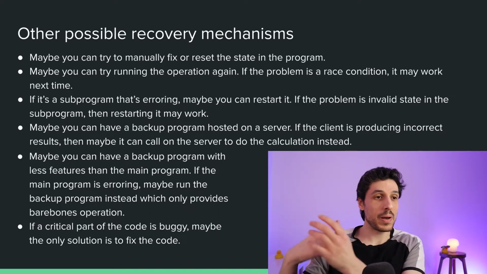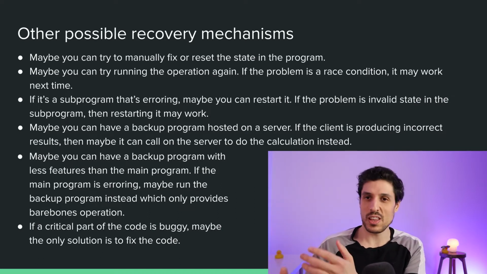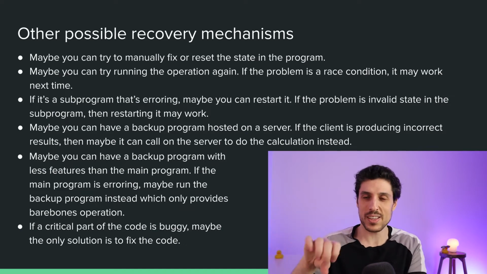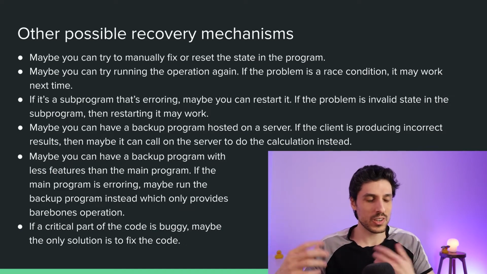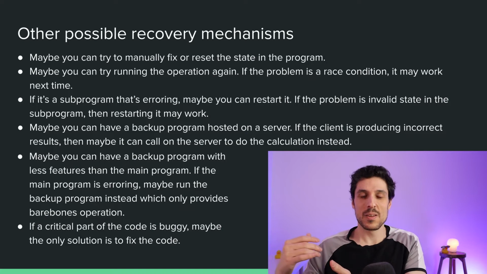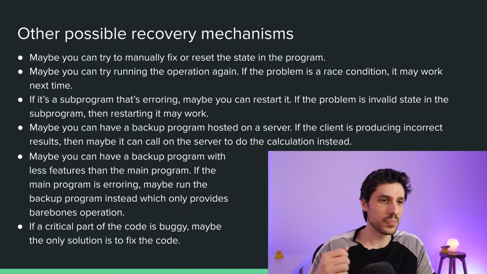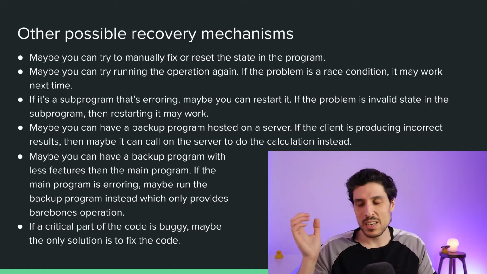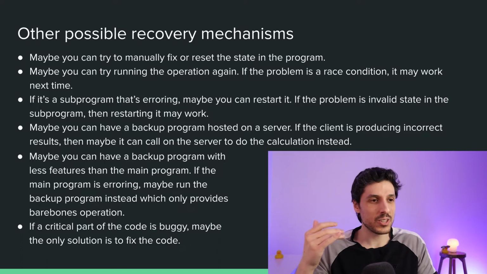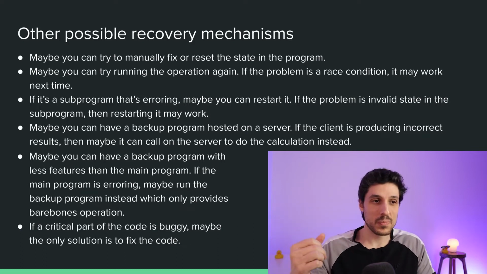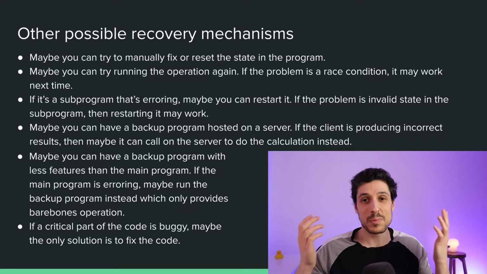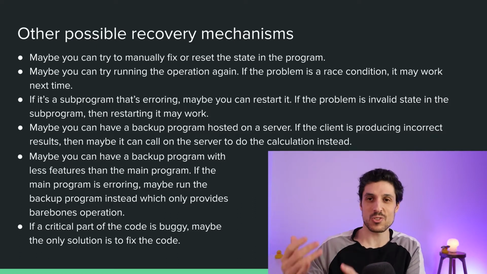And, maybe you have a backup program with fewer features than the main program, kind of like fallback features or fallback code. So again, if the thing isn't working, maybe you run the fallback, which has fewer features, but the critical part of it is going to work or something like that, right? And of course, even if you do all of that, if a critical part of the program is buggy, then maybe you can't do anything about it, right? Maybe you just literally need to go in and fix the source code.